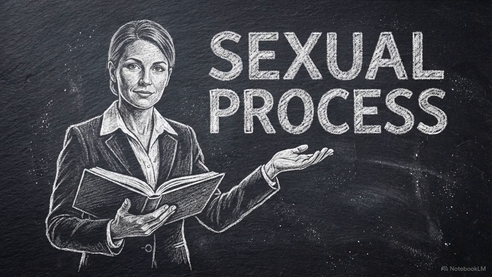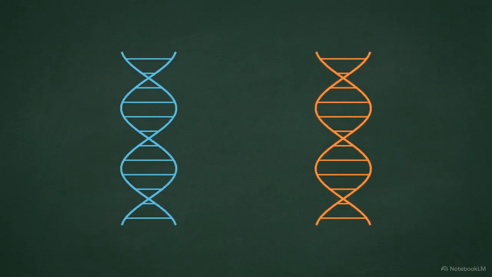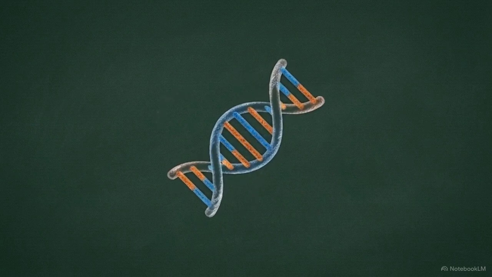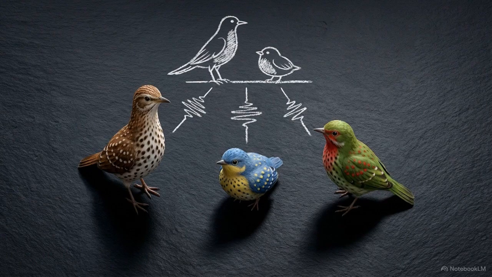The second strategy is sexual reproduction. This path requires two parents to contribute to the next generation. This creates a remix of traits. By combining information from two different sources, every offspring becomes a unique individual, slightly different from its parents and its siblings.